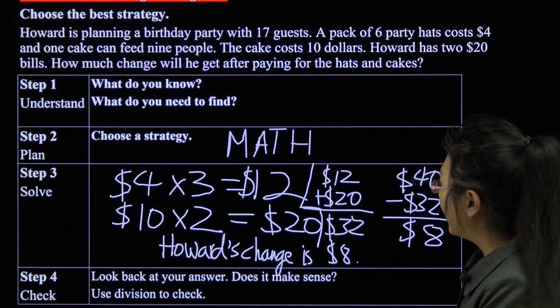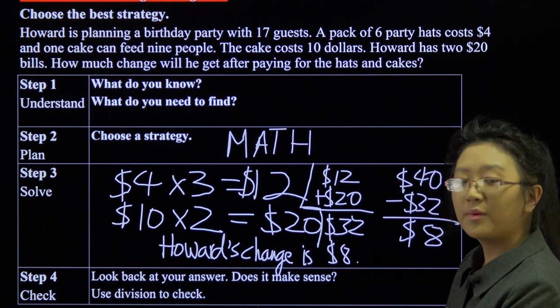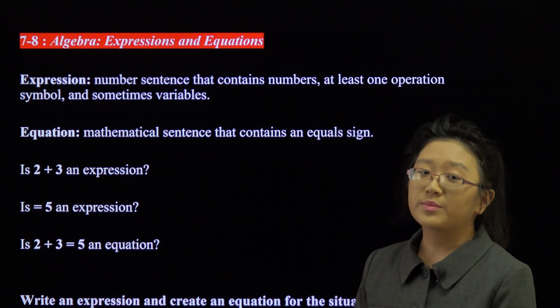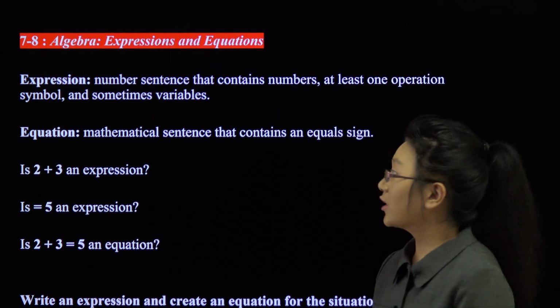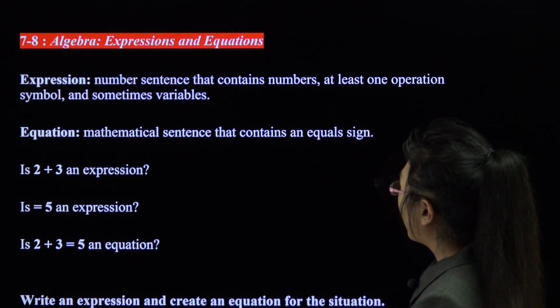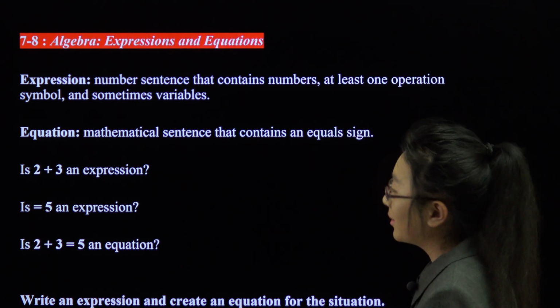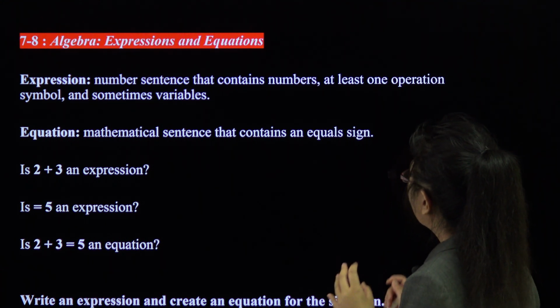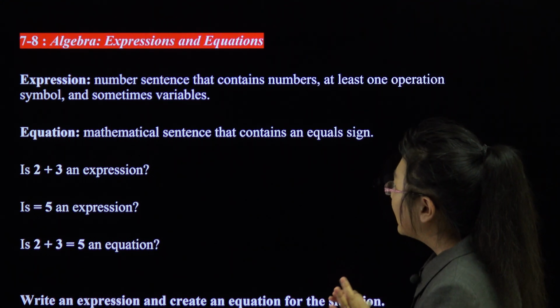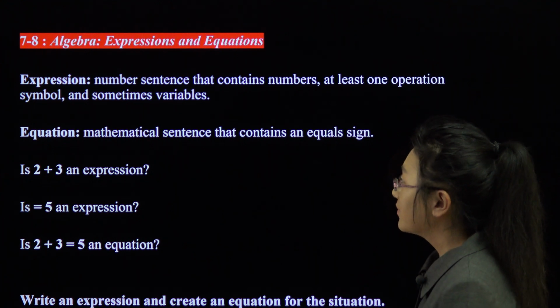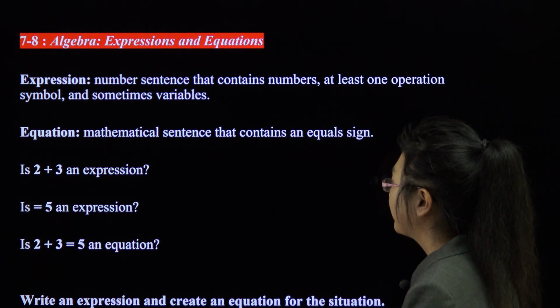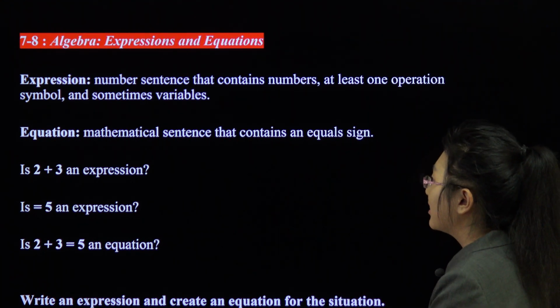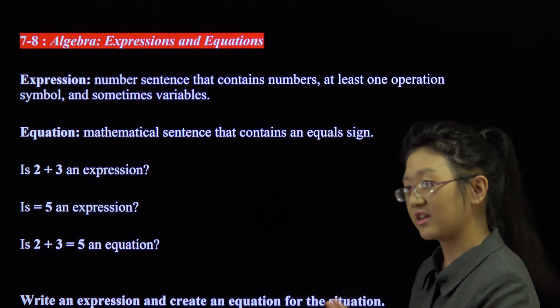Moving on to some less problem-solving stuff. Some algebra. Expressions and equations. Expressions are number sentences that contain numbers, at least one operation symbol, and sometimes variables. An equation is just a mathematical sentence that contains an equal sign.